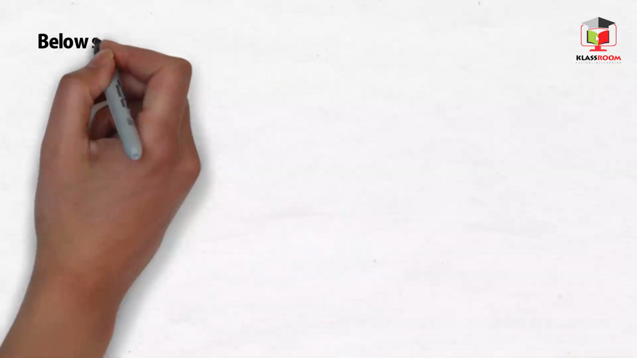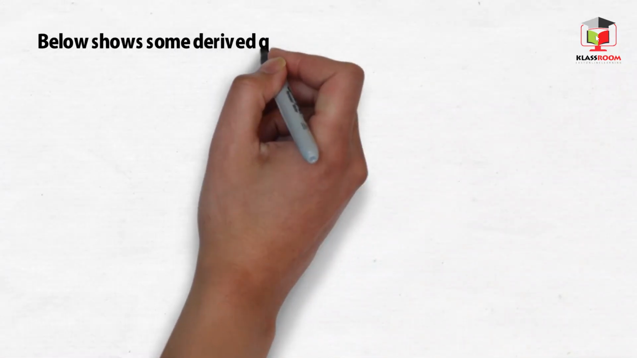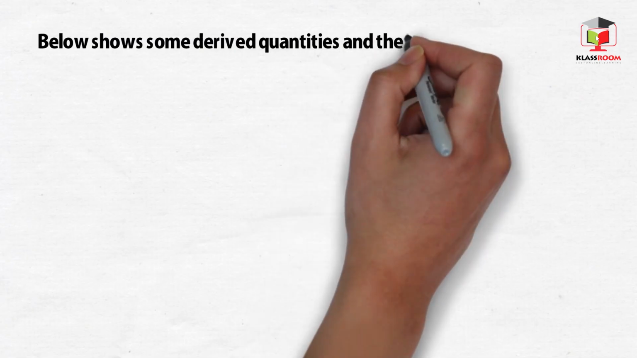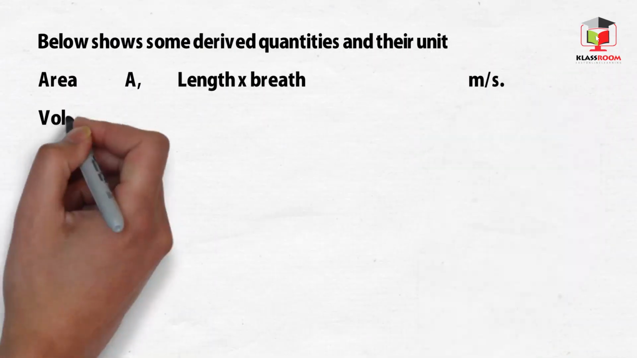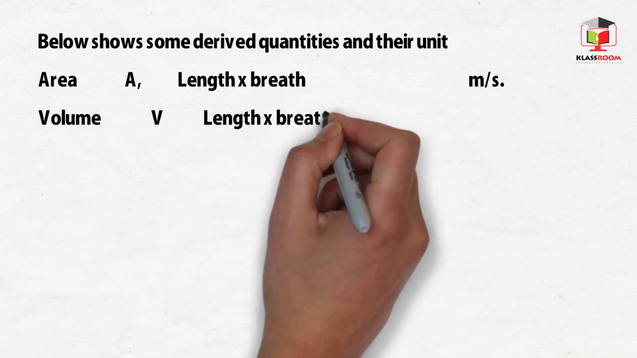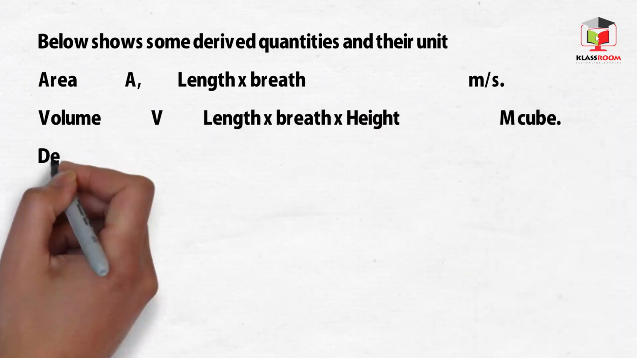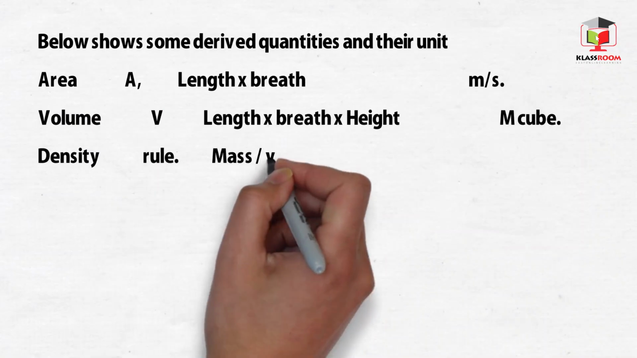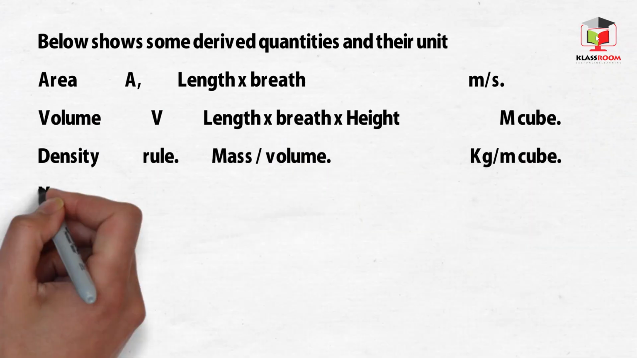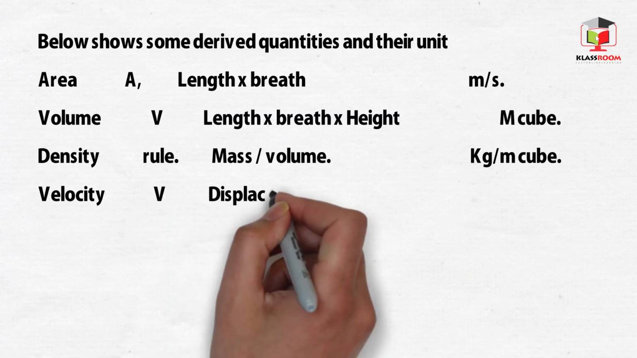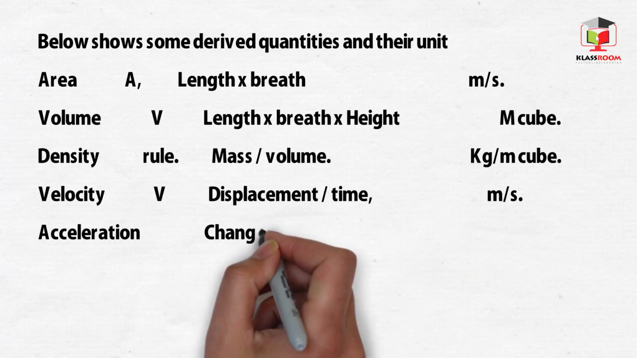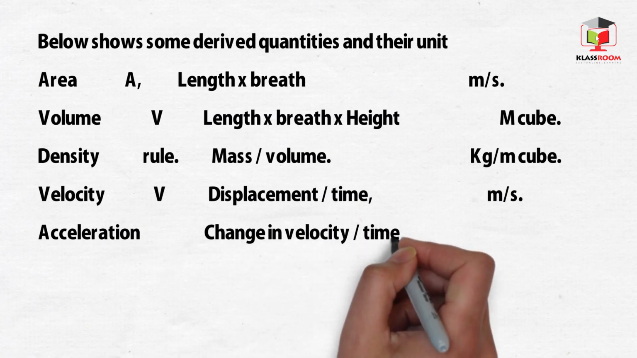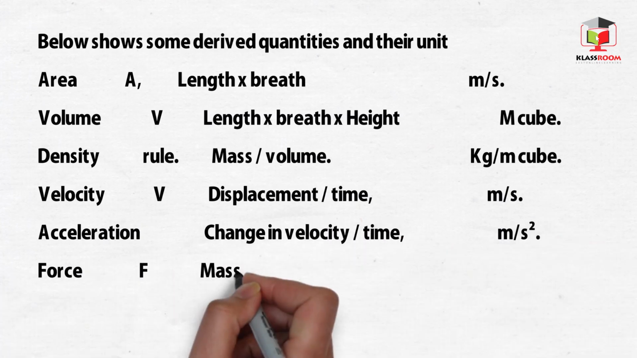The table below shows some derived quantities and their units. Area, A: length times breadth, unit m squared. Volume, V: length times breadth times height, m cubed. Density, rho: mass over volume, kilogram per meter cubed. Velocity, v: displacement over time, meter per second. Acceleration: change in velocity over time, meter per second squared.